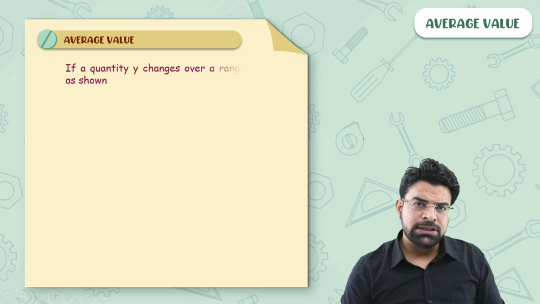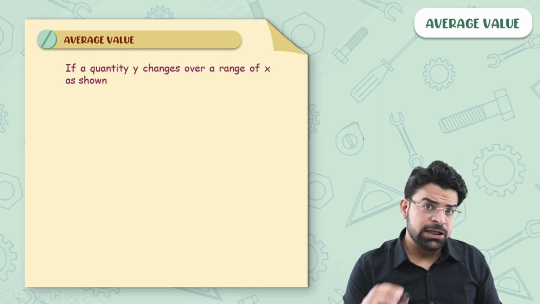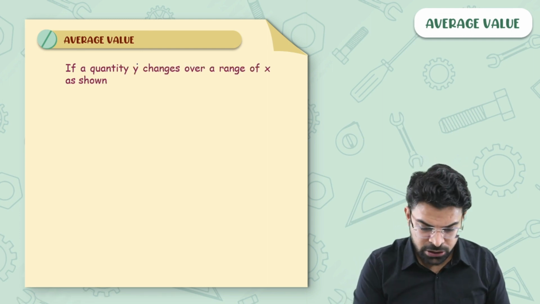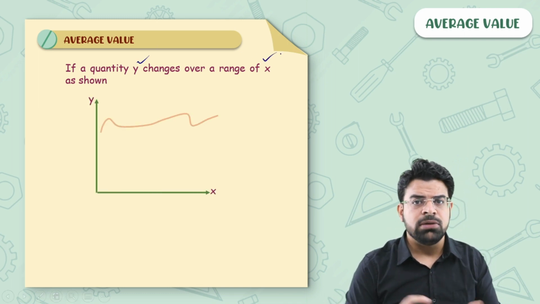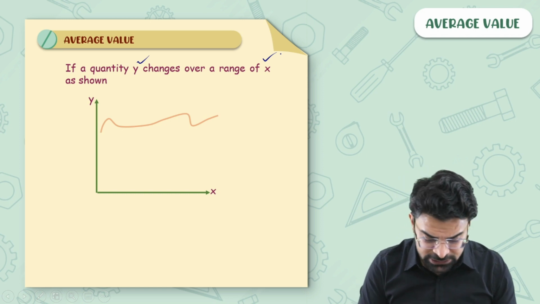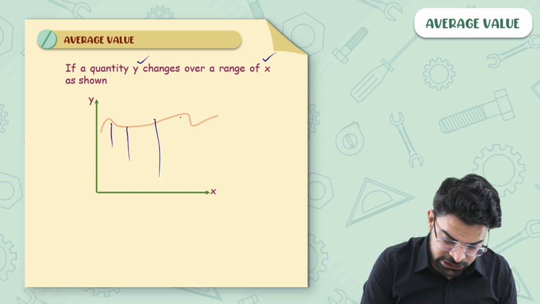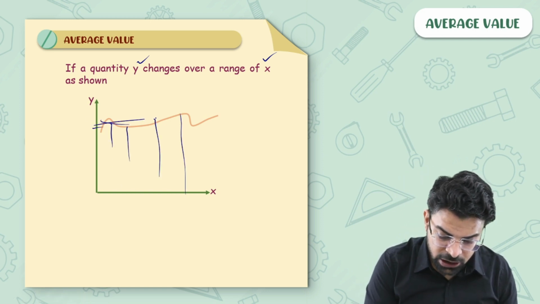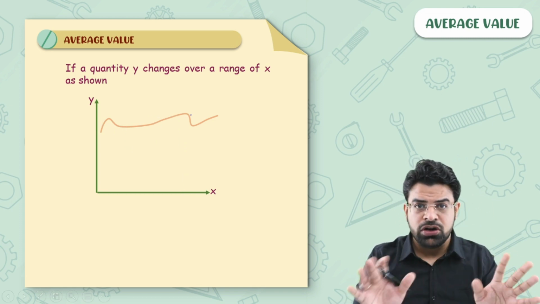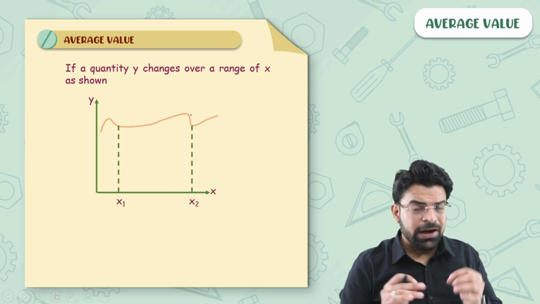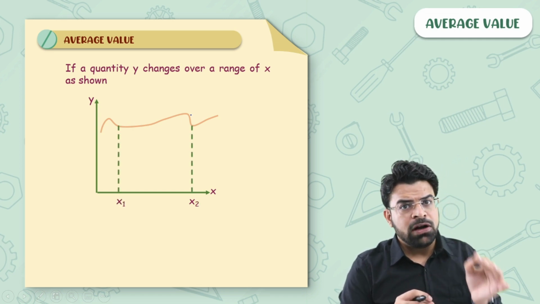Let's say there is a quantity y which changes with the change in x, and let's say the y-x graph looks something like here. You can see as the quantity x changes, the quantity y also changes. It is not at all constant. Then how do you find the average value of y over a range of x?